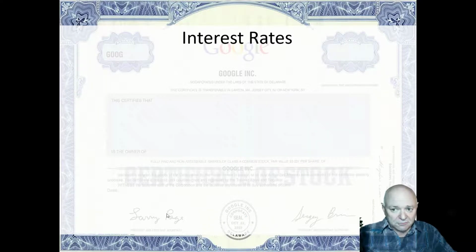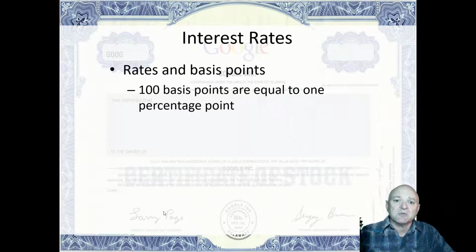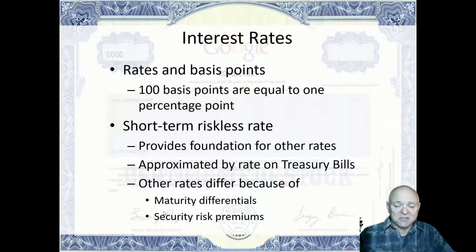First off, when we describe an interest rate, sometimes we hear the term points used. If somebody says interest rates went up by 25 points, they don't mean that they went up by 25%, but 25 basis points. And there are 100 basis points in a percent, so a 25-point increase would be a 0.25% increase. Another term that we often use is the risk-free or riskless rate.